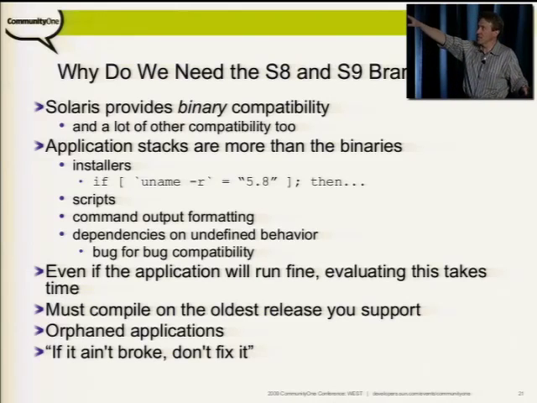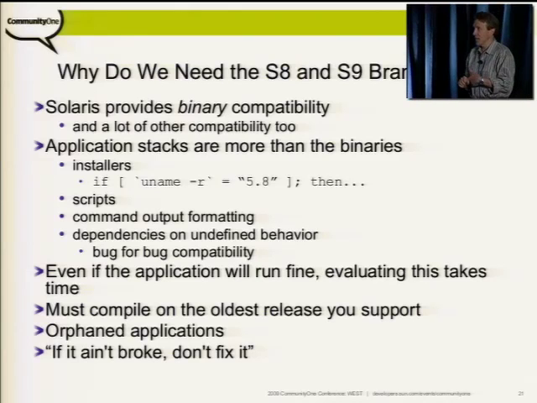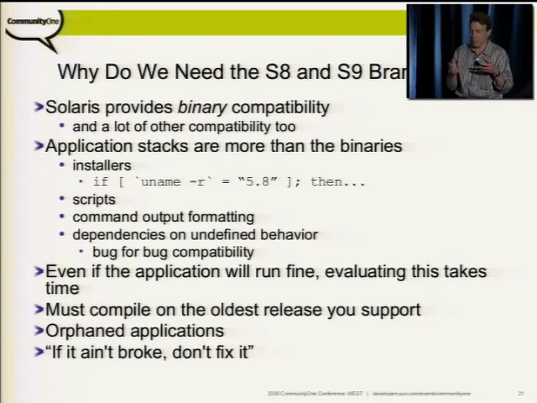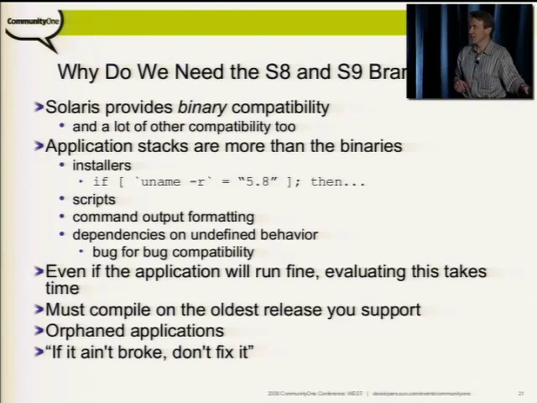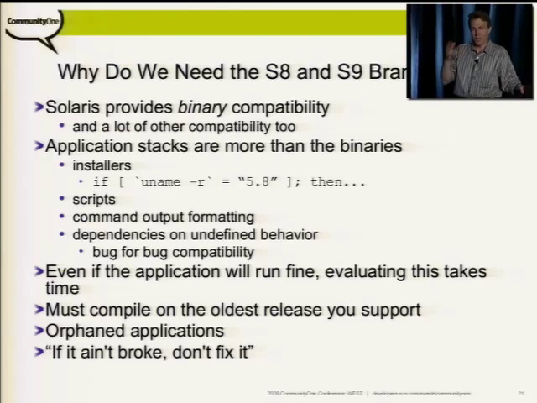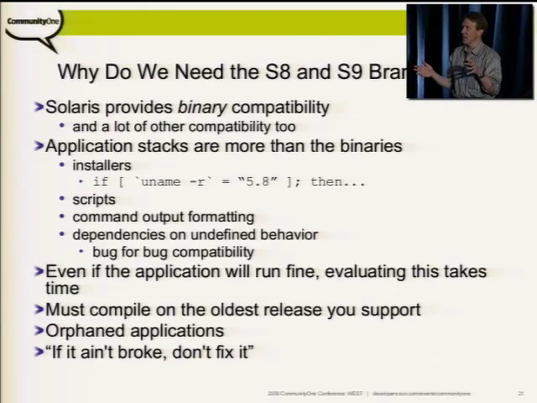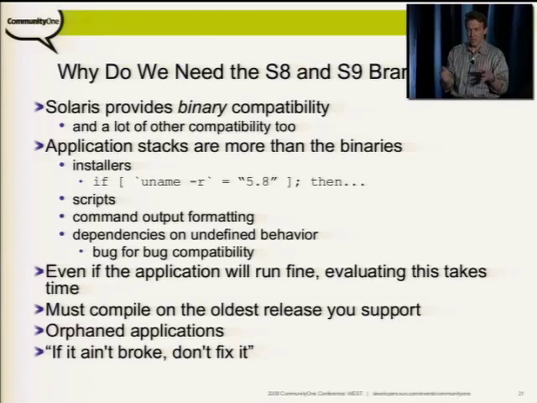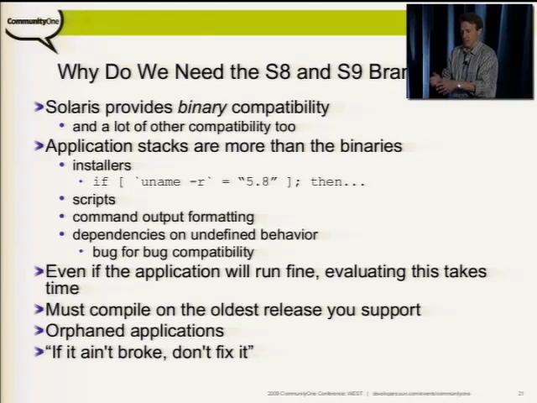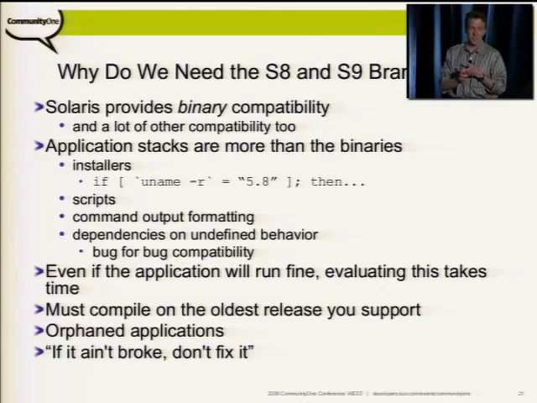So, you can have things in your stacks, like installers, that might be hard-coded to look for particular versions of the operating system. You might have scripts that depend on command line output formatting in certain ways that change from one release to the next. There are a lot of undefined things once you move outside of what the binary compatibility guarantees that you might be depending on in a complicated application stack. And figuring all this out and understanding, will this application work correctly on the new version of Solaris? At a minimum, it takes a certain amount of time to do that validation and verification.